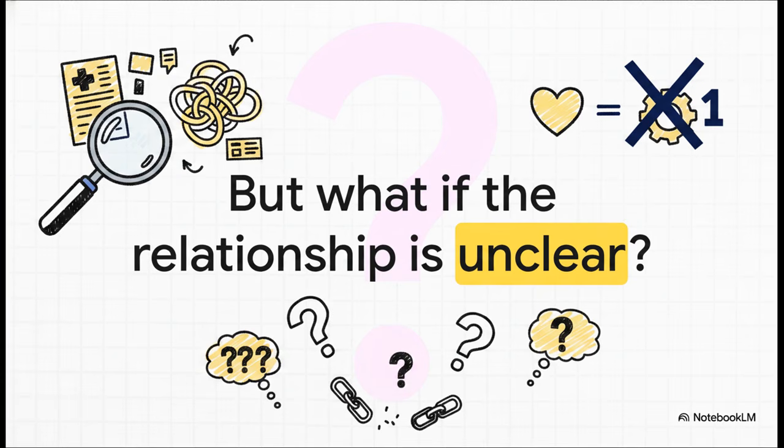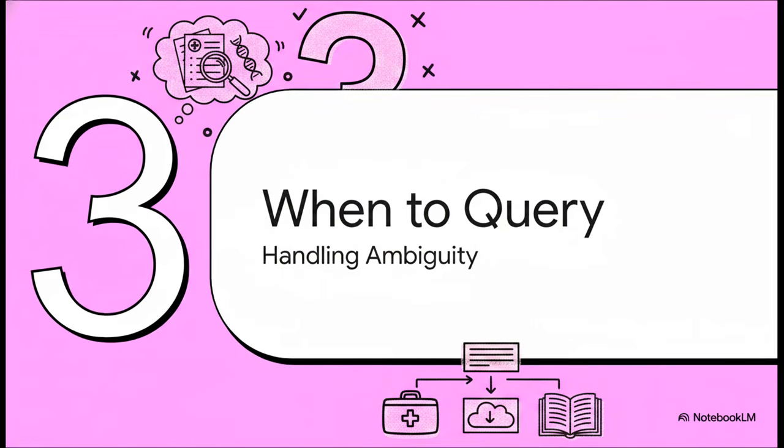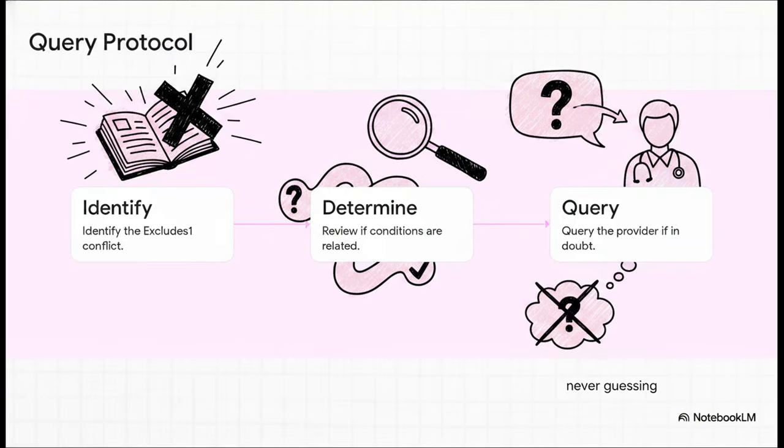But what happens when the clue is an Excludes note, yet the mystery of how they're related remains totally unsolved in the medical record? What if you're staring at the chart and you honestly, truly just don't know if the conditions are related? That brings us to section 3, when to query. So, here is your standard, absolute, fail-safe protocol for handling ambiguous medical documentation. Let's walk through the workflow together.